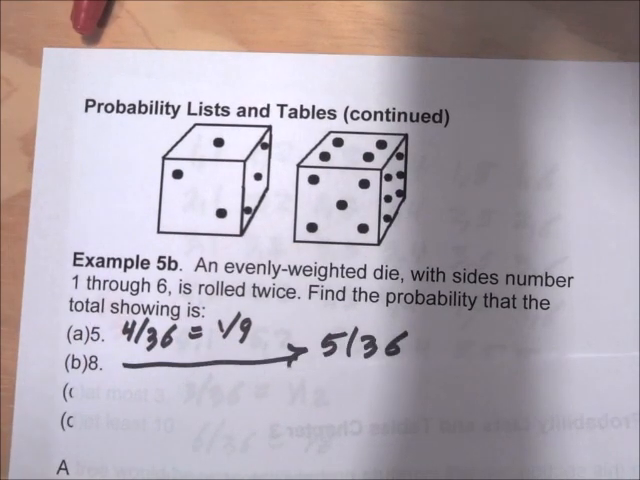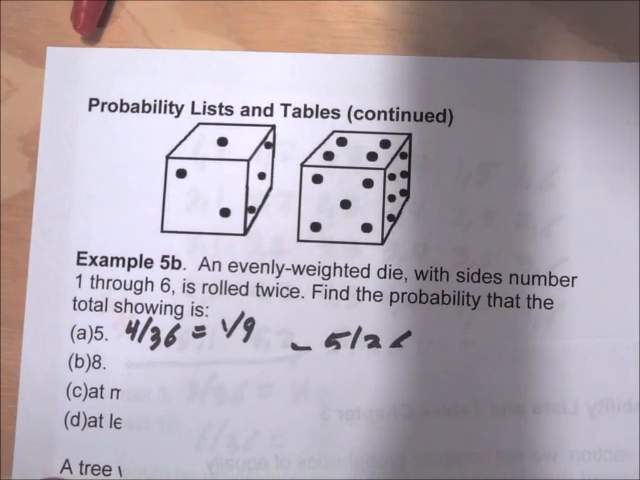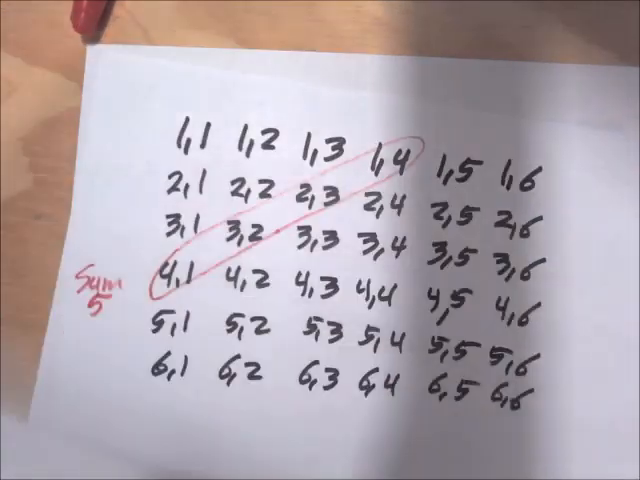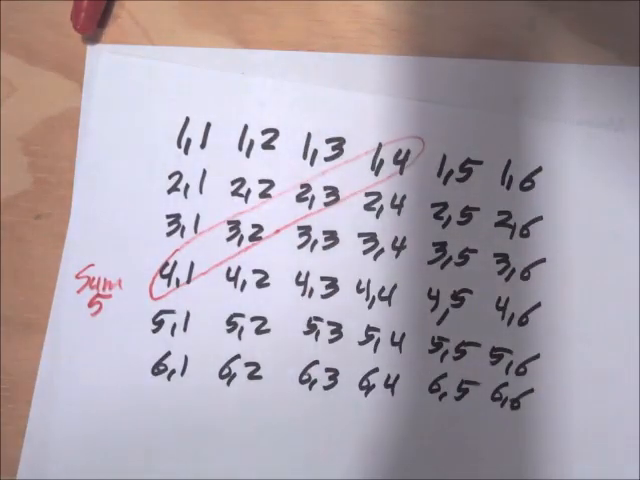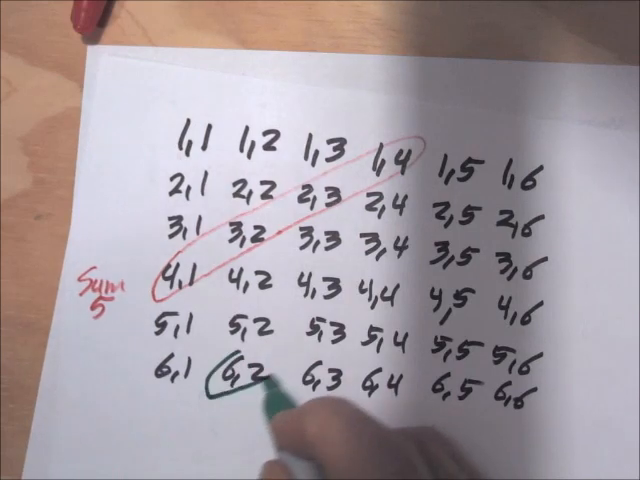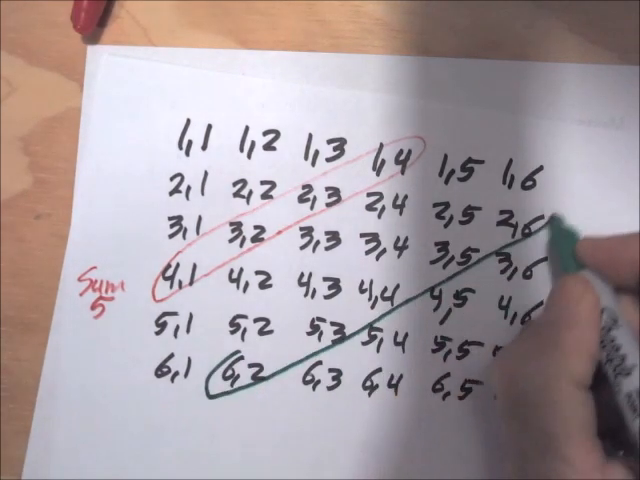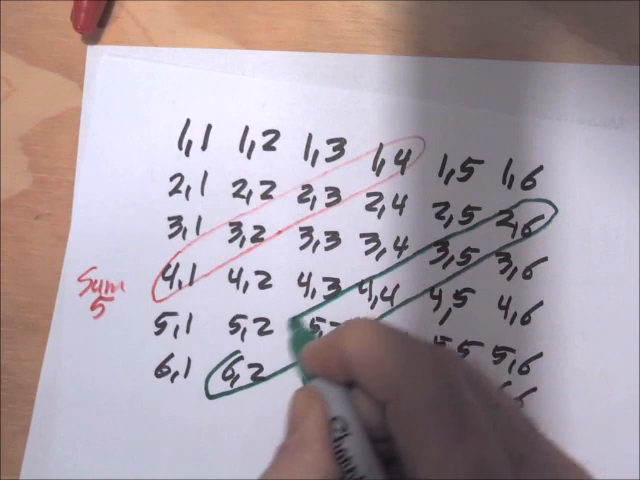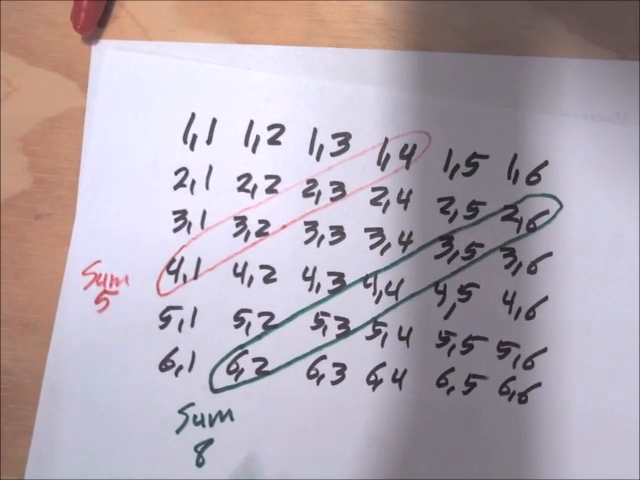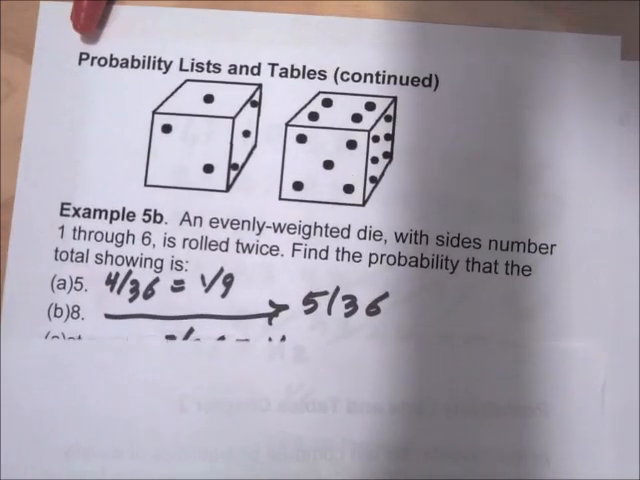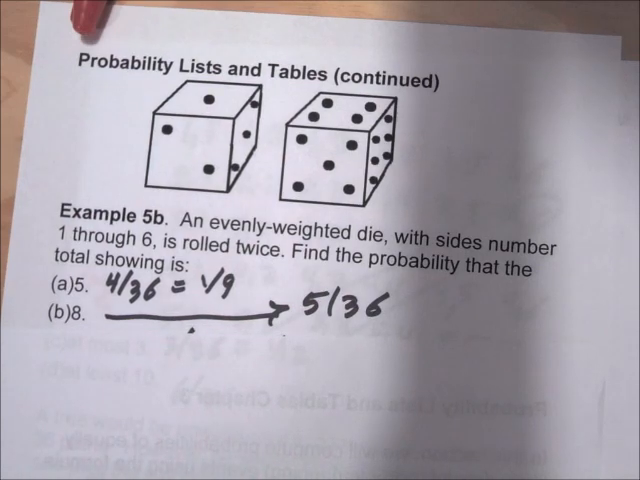And then the next one is the probability that the number showing is 8. The two numbers showing add to 8. So that would be a 6 plus 2, a 5 plus 3, 4 plus 4, 3 plus 5, 2 plus 6. So there's 5 of them. So the probability that the sum is 8 is going to be 5 out of 36.